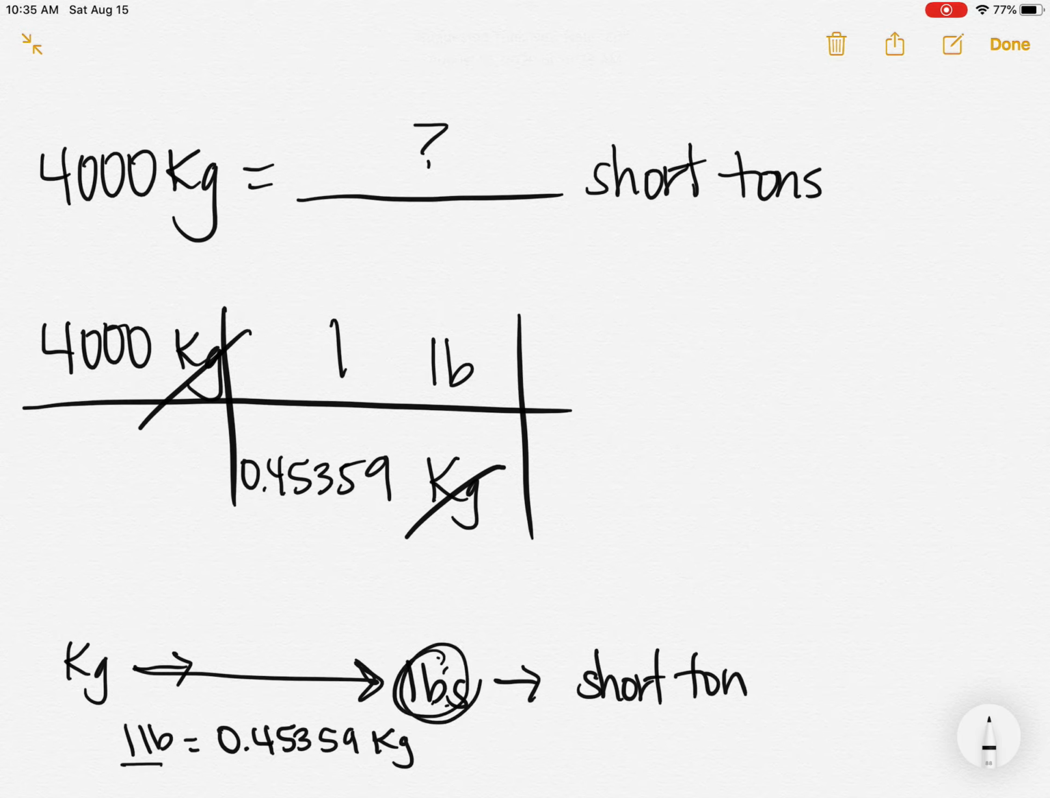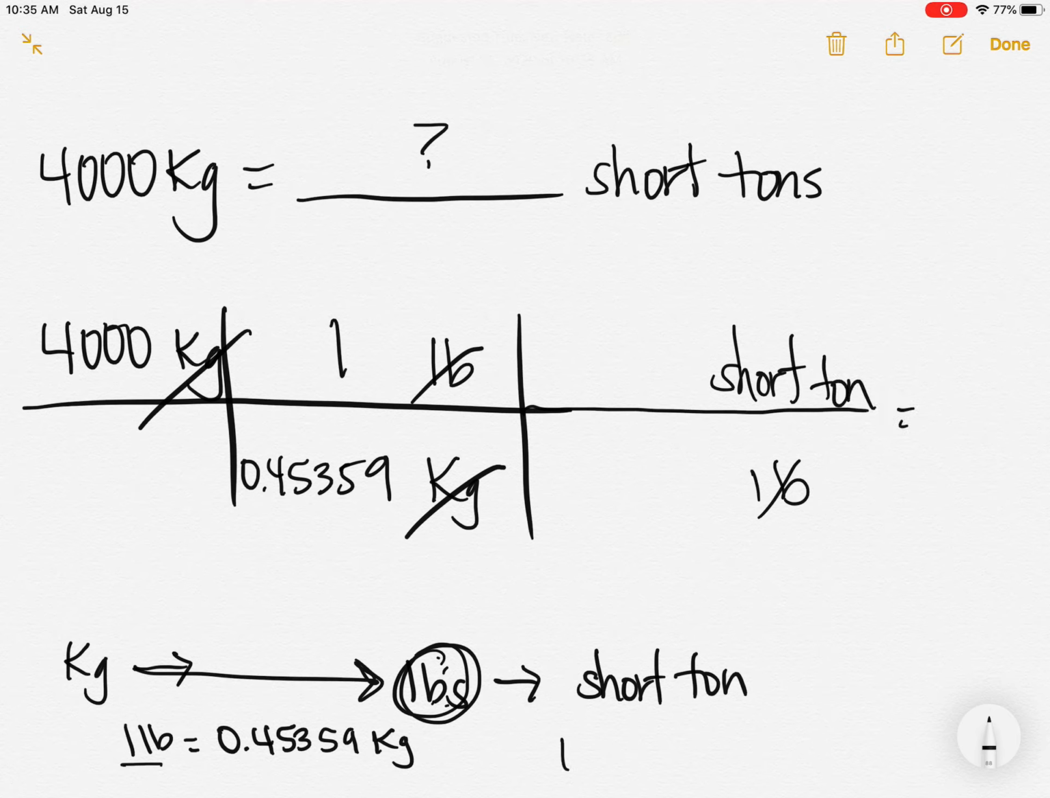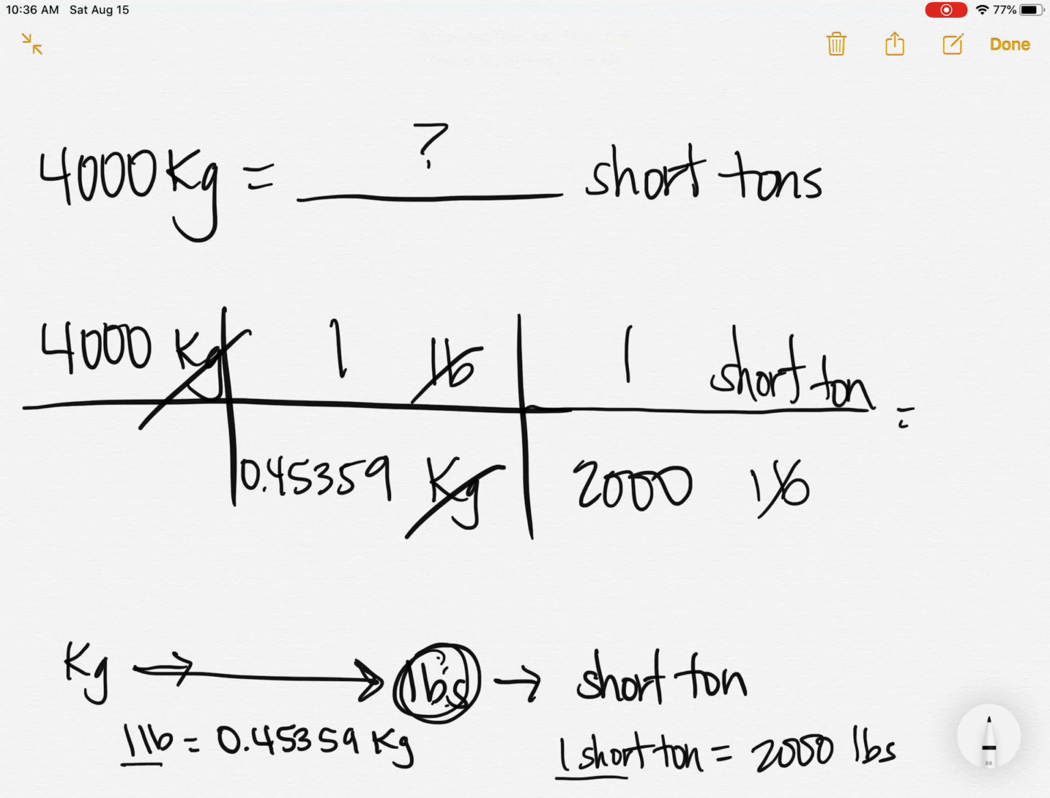I'm now technically in pounds, and I don't want to stop because I'm not in short tons. So I'm going to keep going, and I want to get rid of pound. So put it on the bottom, and we'll put short ton up here. I go to my sheet, and my sheet says that 1 short ton is equal to 2,000 pounds. So again, 1 short ton is equal to 2,000 pounds. And now I'm in short tons, and I should be good to go.